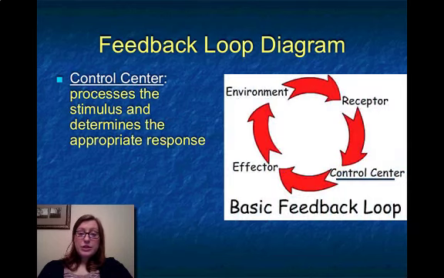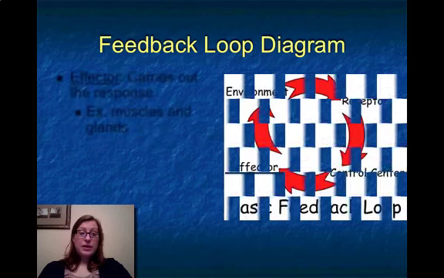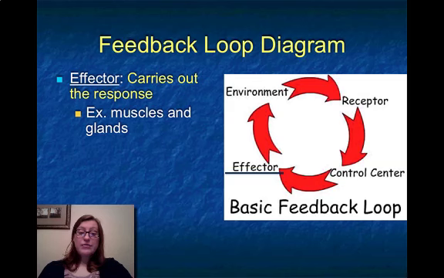Okay, the control center could be an organ, it could be a part of the cell or a certain type of cell, it doesn't matter. But the control center is what receives that signal from the receptor, and it determines what to do about it. So it picks what the response should be. So it's like the deciding factor. And then last is the effector, and the effector is the one that carries out whatever response the control center has chosen. Okay, a lot of times we would see this in your muscles or in your glandular cells. So those are the four main parts of a feedback loop.